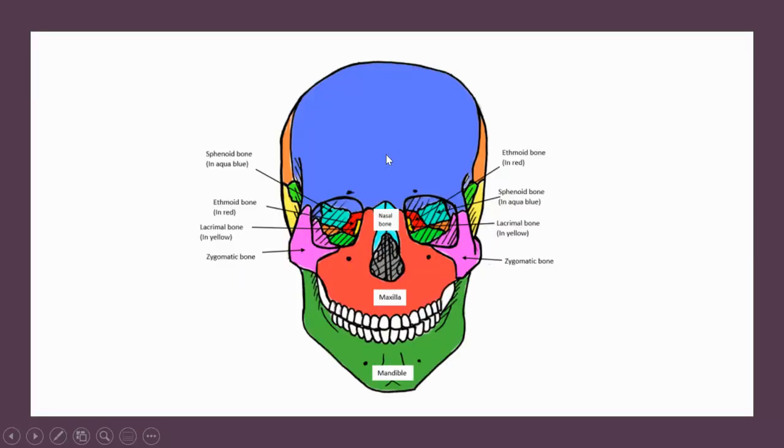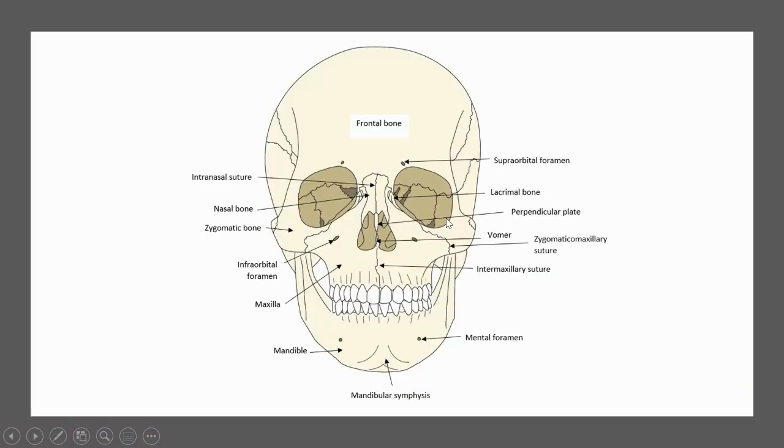Here are the facial bones. You can see the nasal, the maxilla, the mandible, the zygomatic, the lacrimal, the ethmoid, and the sphenoid. On this slide, we have some of the bony landmarks. Please remember that the frontal bone is a cranial bone and not a facial bone.